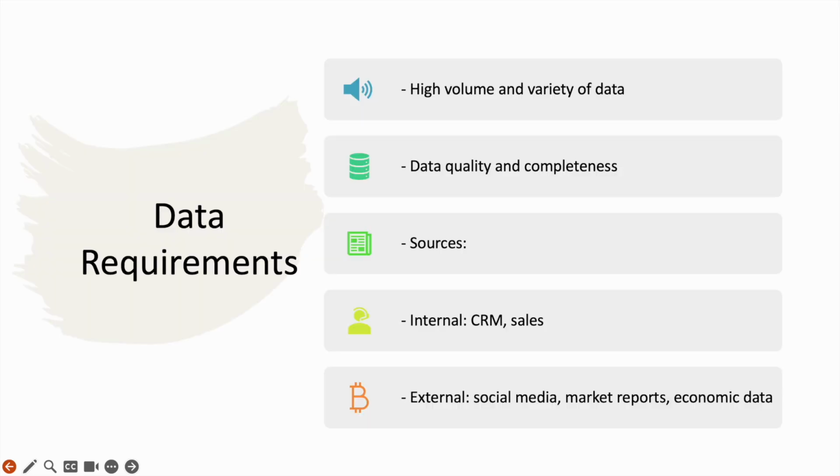Now let's look at some of the tools and technologies. Python is widely used for building models with libraries like scikit-learn and Prophet. Tableau and Power BI help visualize these insights. Cloud platforms like AWS SageMaker and Azure machine learning streamline deployment and collaboration. For example, Walmart uses Azure machine learning to scale their demand forecasting models globally.